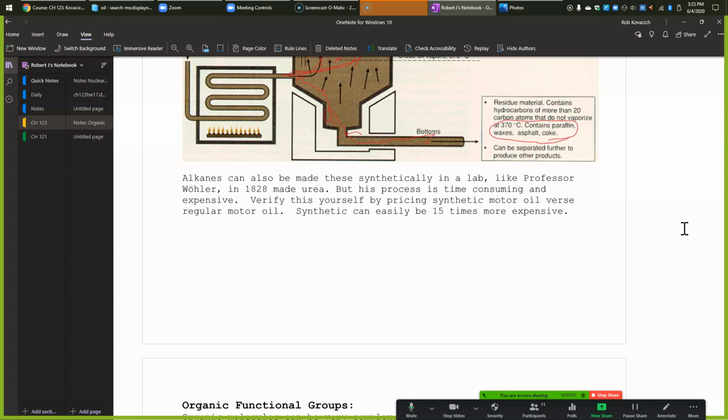So have you purchased synthetic motor oil before? It's significantly more expensive, right? But it also lasts a lot longer. If you buy synthetic motor oil, you literally can just change the oil filter out. You don't have to change the motor oil. It's good for like 4 oil changes, 4 filter changes before you need to change the oil out.